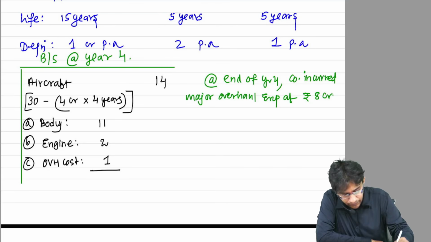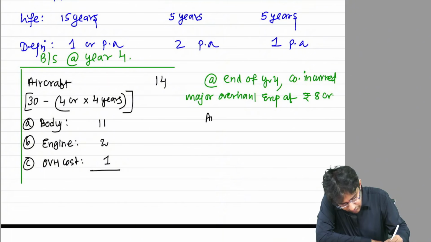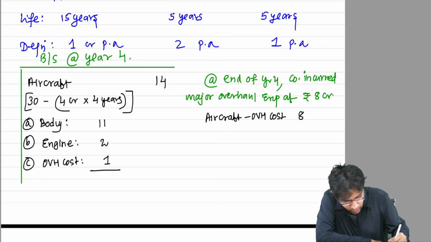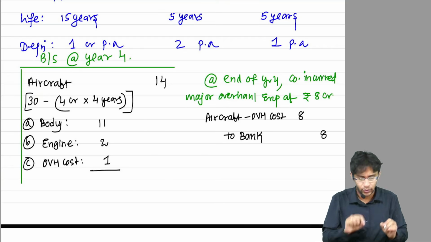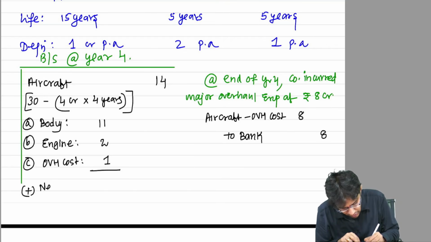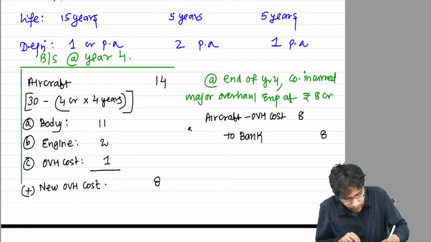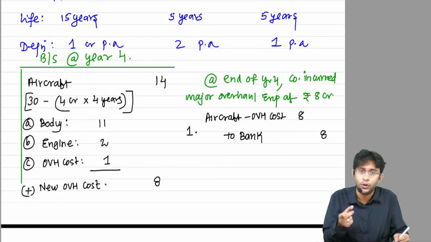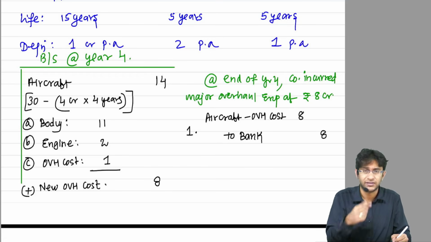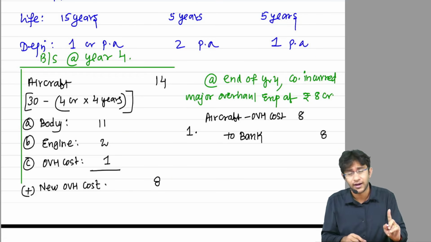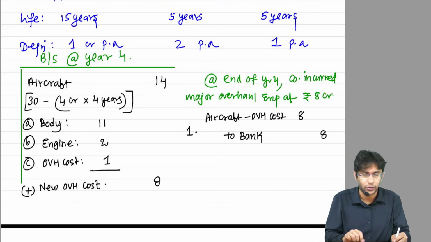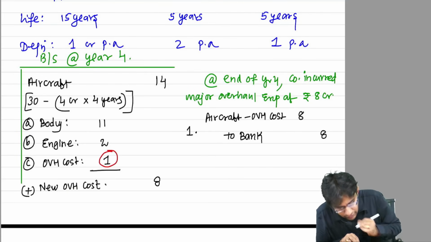So now that you have incurred, the entry you will record is aircraft overhaul cost component 8 crores, debit to bank. The moment you write this 8 crores, immediately the new overhaul cost 8 crores you have to add. Now, if you are incurring a new overhaul cost right now, what does it imply? It indirectly means that the old overhaul cost's benefit is already exhausted. So that means 1 crore rupees you have to eliminate now.